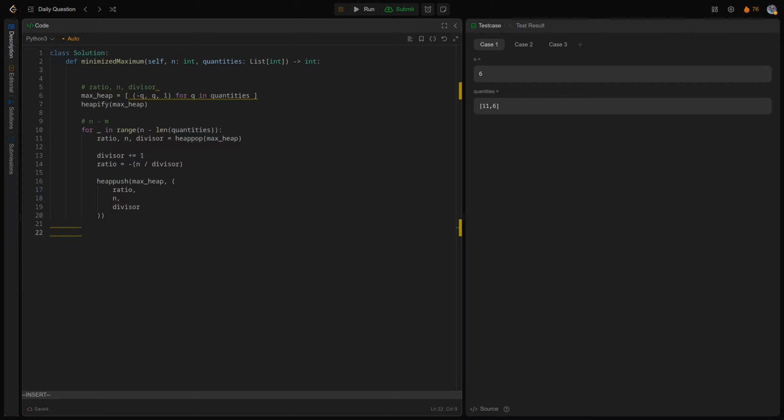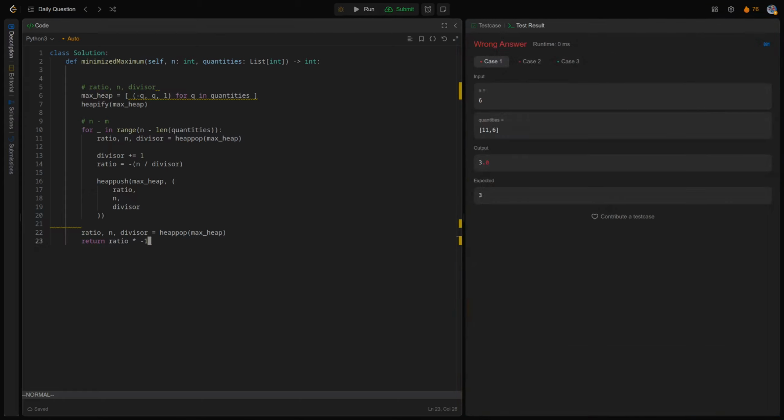The next step here is just going to simply be, let's just put ratio and it doesn't really matter too much, and divisor. And let's pop from the heap. Heap pop, max heap, easy peasy. Return, we're just going to take the ratio and we can multiply it by -1. And that's it. If we just run that.